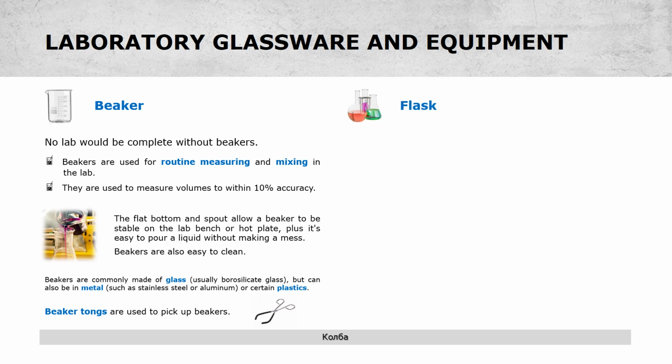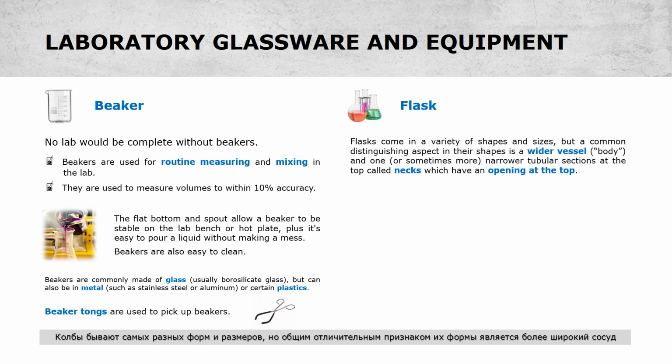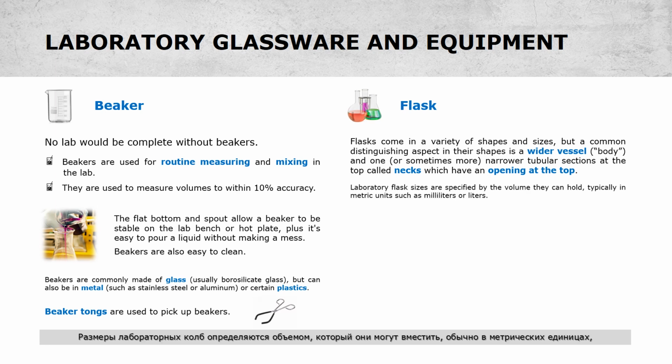Flask. Flasks come in a variety of shapes and sizes, but a common distinguishing aspect in their shapes is a wider vessel body, and one, or sometimes more, narrower tubular sections at the top called necks which have an opening at the top. Laboratory flask sizes are specified by the volume they can hold, typically in metric units such as milliliters or liters. Laboratory flasks have traditionally been made of glass, but can also be made of plastic.